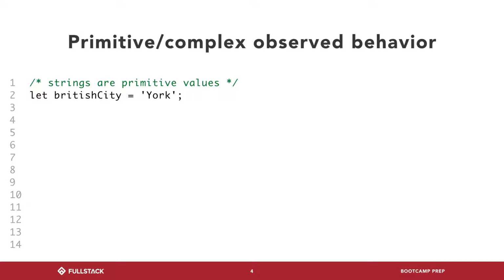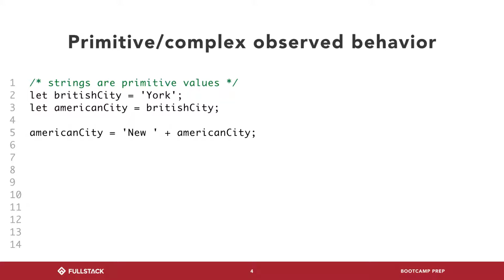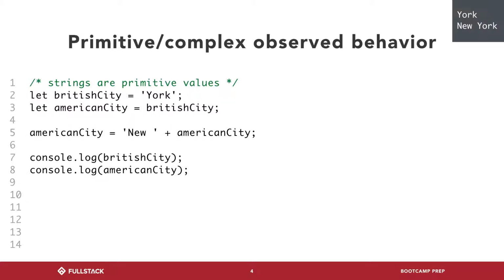So if I have 2 strings here, on line 2, I have a variable called British city, and I set it equal to the value of York. Then on line 3, I have American city, which I set equal to British city. If I reset the value of American city to equal new space plus American city, and console log out British city and American city, I get York and New York.